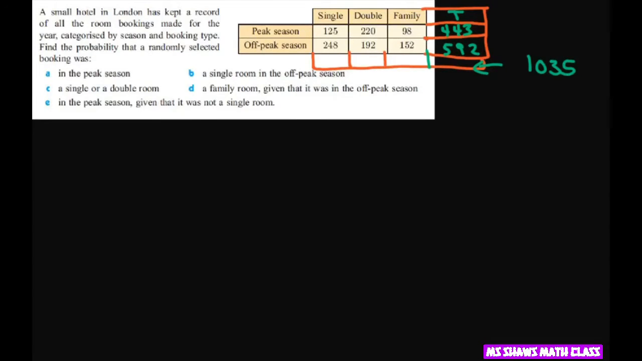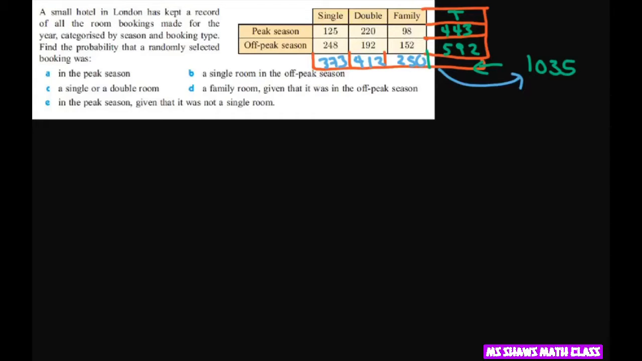Now let's add vertically, and this will be 373. The double would be 412, and the family is 250. And these three also add to your 1,035. So now we can answer questions.